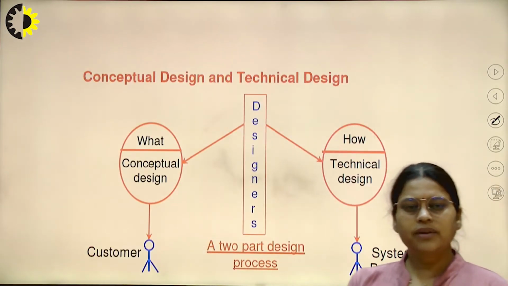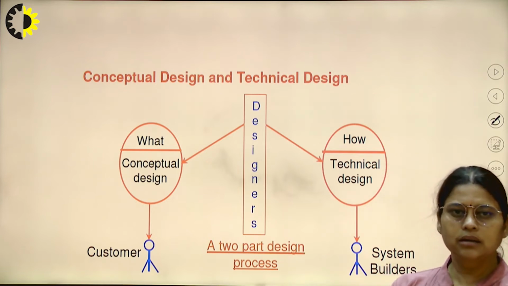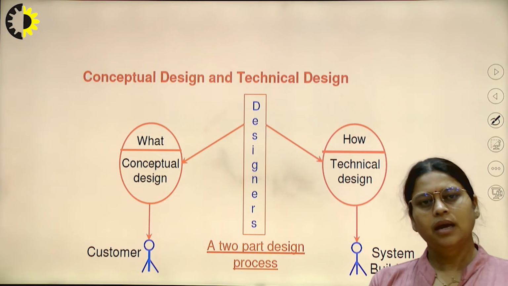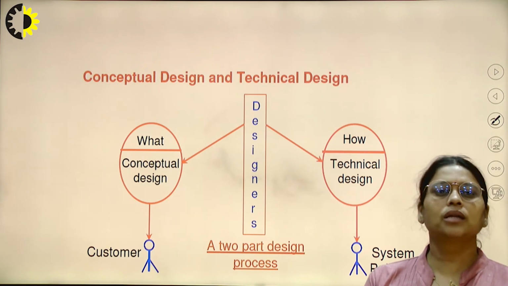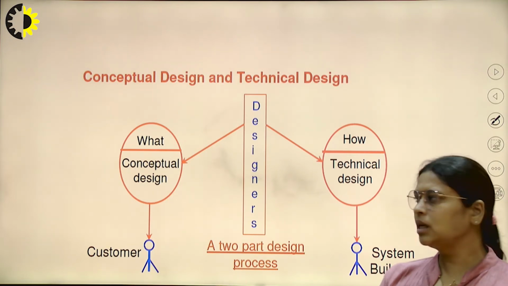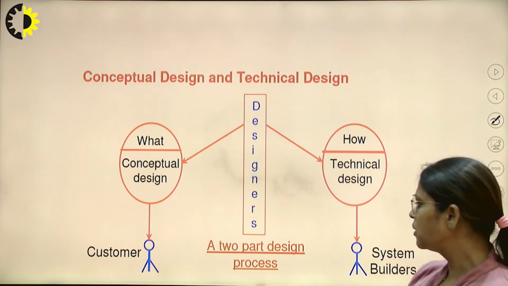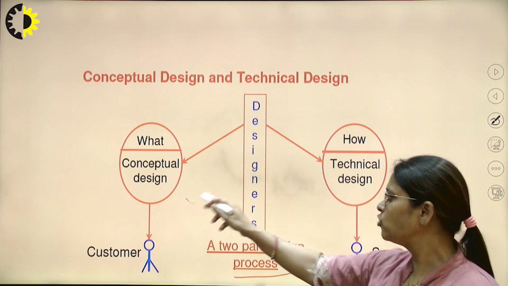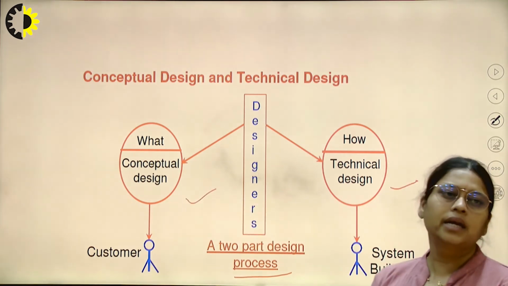So as we have to see the scenario, designing may be divided into two parts as per the customer need or as per the developer need. So basically there are two parts of this design process. One is a conceptual design and another one is a technical design.